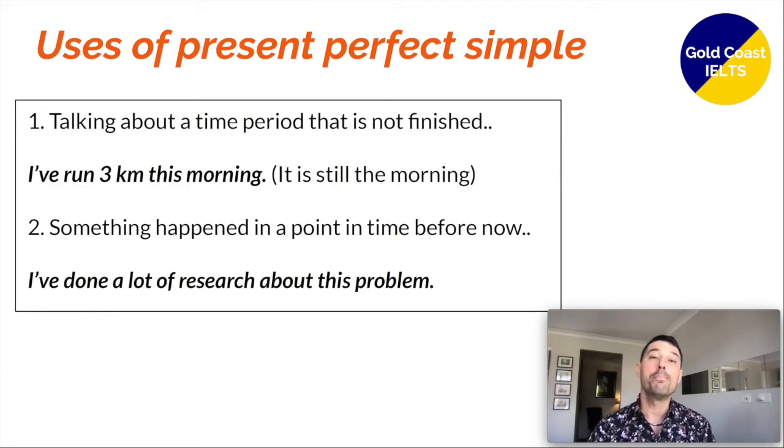And there are four main ways we use the present perfect simple. The first one is to talk about a period of time that is not finished. For example, I've run 3 kilometers this morning. That means it's still morning now when I'm telling you this information. Number two is something happened in a point in time before now. For example, I've done a lot of research about this problem.